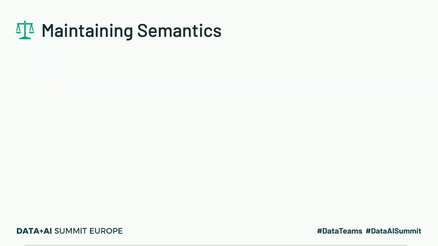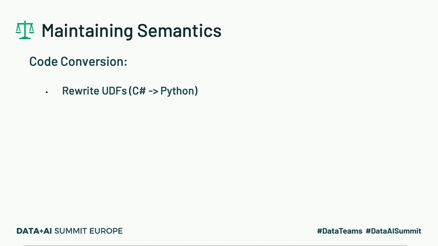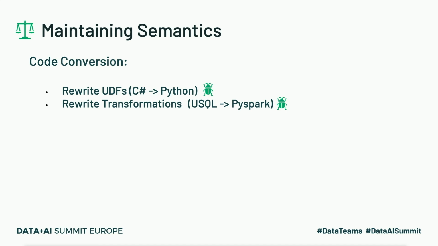So let's focus on the challenges. As for semantics, the first thing you do when you start to migrate code is to rewrite the UDFs. In our case, most of our UDFs were written in C#, and we had to translate them to Python. In addition, we had to rewrite all the transformations. In our scenario, our legacy transformations were written in USQL, and we had to convert them to PySpark. This, of course, may lead to a lot of bugs, as we discovered.